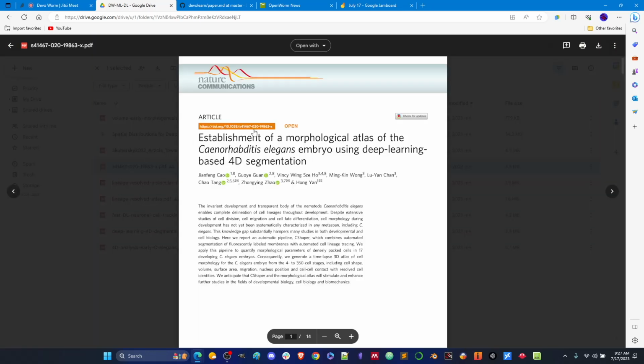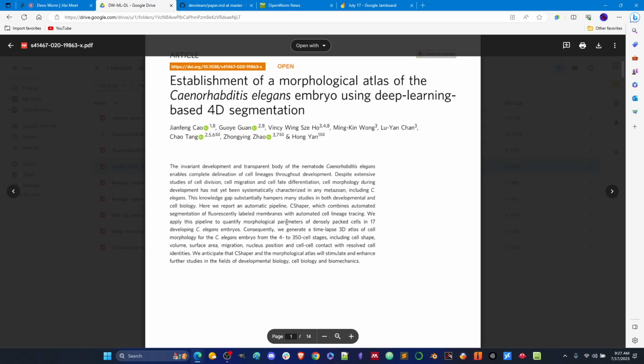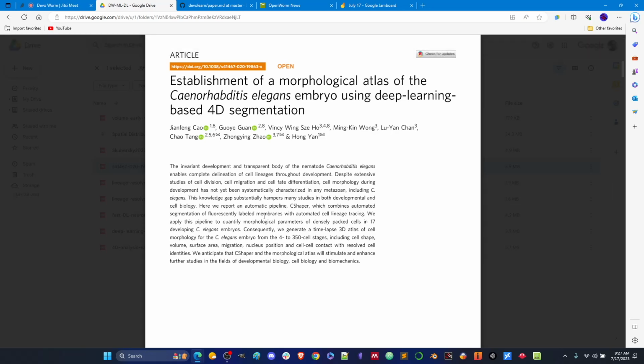There's this other paper about establishing a morphological atlas of the embryo using deep learning based 4D segmentation. This one is probably the most relevant one to what we're doing, the C-Shaper.